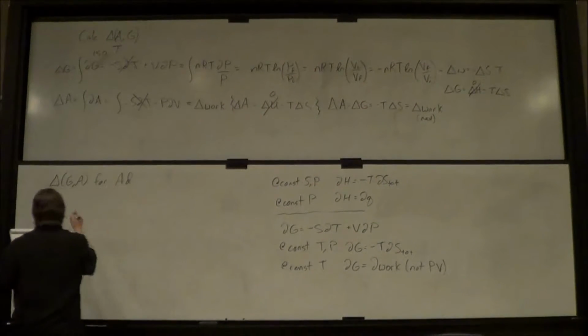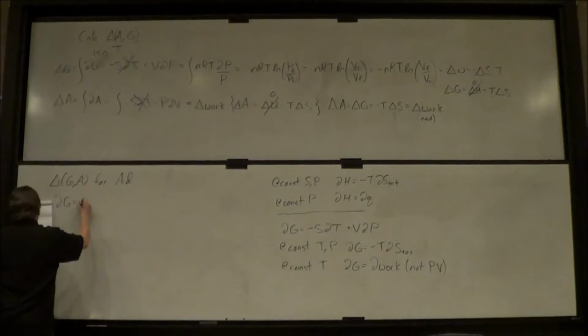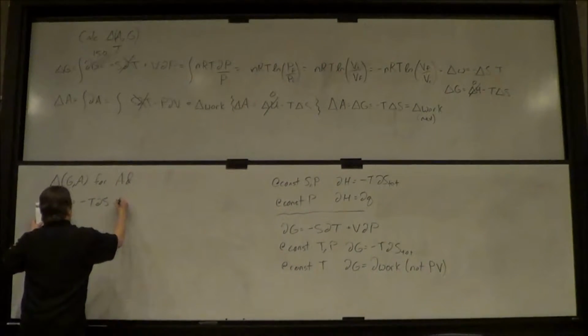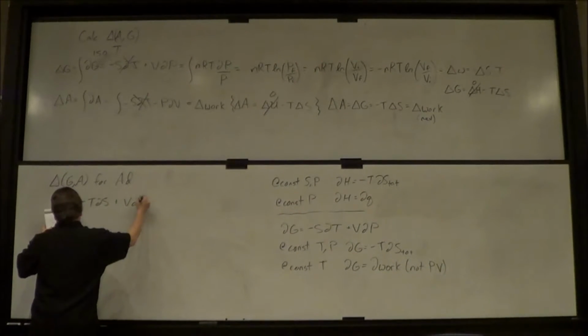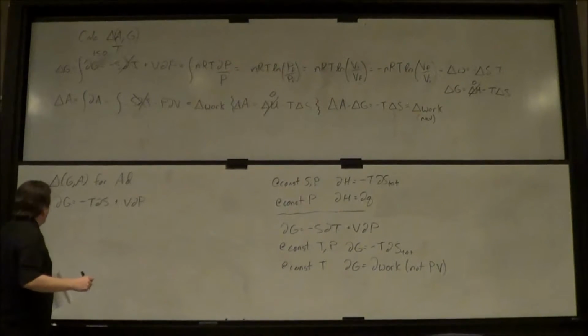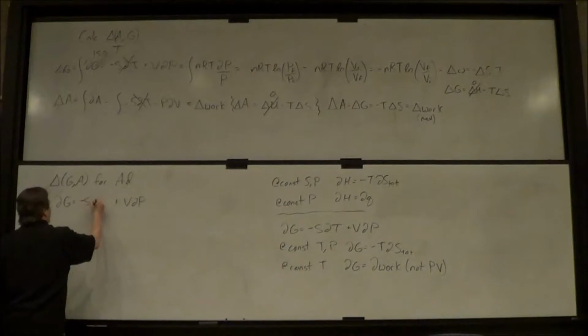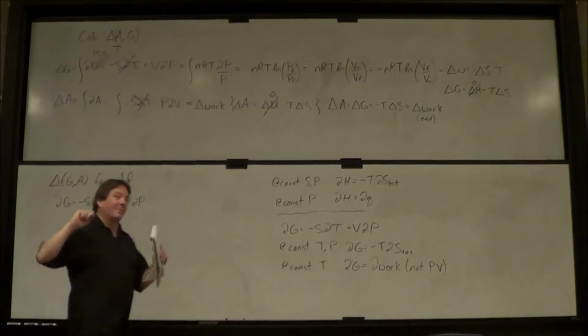Okay, problem. Let's do delta G and delta A, which will be the same. Delta G and delta A are really almost identical. Minus TdS plus VdP. Sorry, what's wrong with me? Minus SdT, sorry. Again, you see me go on automatic, I make as many mistakes as you do.